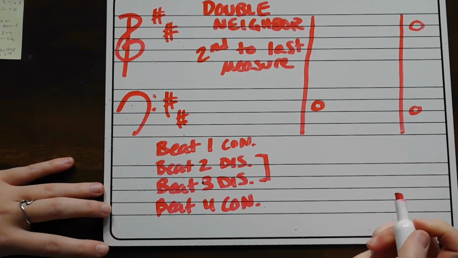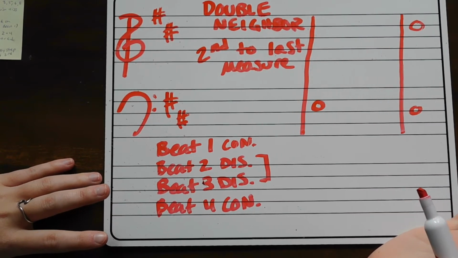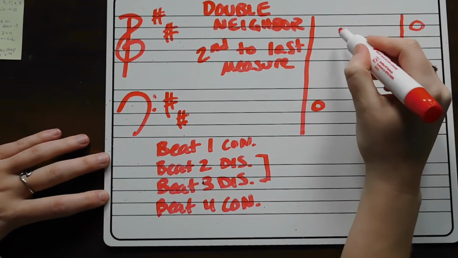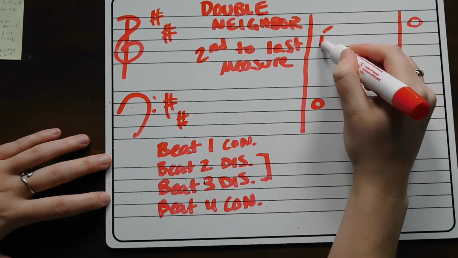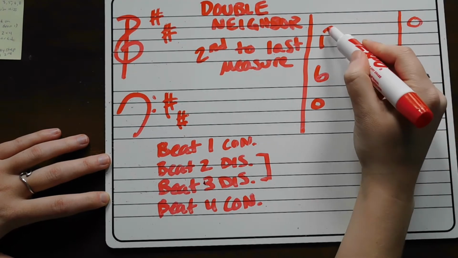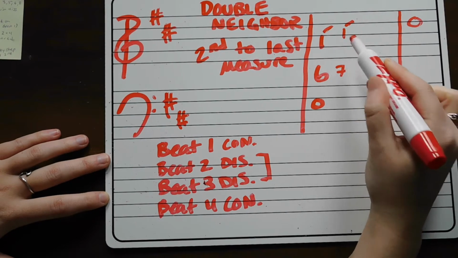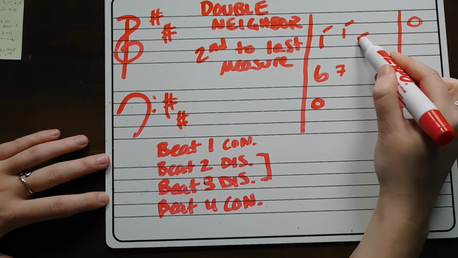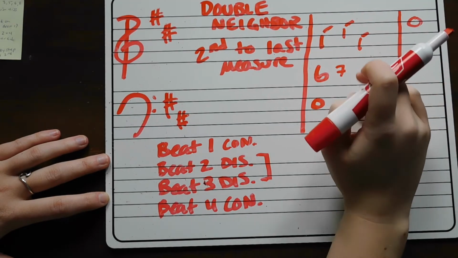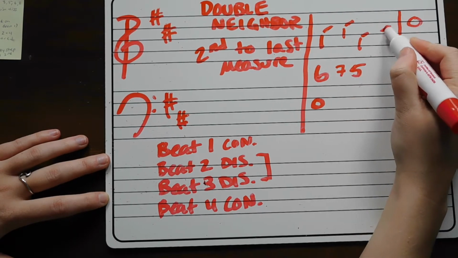A double neighbor is kind of exactly what it sounds like. You're going to be doing neighboring the same note but twice. So I'll just show you it. It's easier to just see it. So let's say that we're on a C here, okay? This is a double neighbor, so this is going to be a 6. A double neighbor means that you're going to step up to 7, that's a dissonant. Step down a third, 5. And then 6.